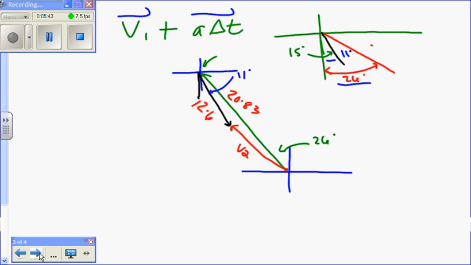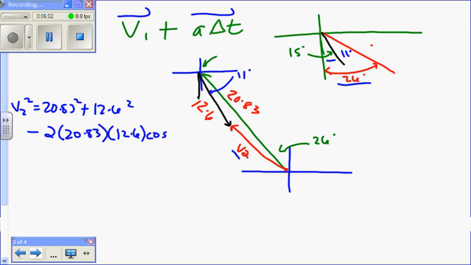So let's use cosine law. We have enough information now to use cosine law to solve for V2. V2 squared equals 20.83 squared plus 12.6 squared minus 2 times 20.83 times 12.6 times cosine of, it's hard to see on this one, it's an odd-looking triangle, but really the angle that's directly across from V2 is going to be that 11 degree angle. Okay, it's cos of 11, and you can solve for V2, or I'll solve for it, and you can trust me that V2 is approximately 8.8.